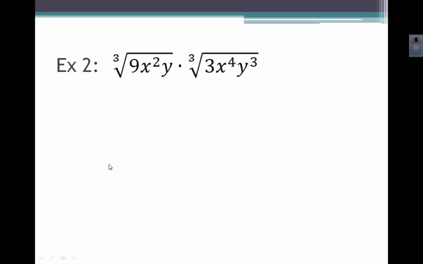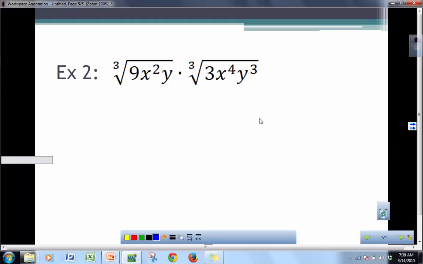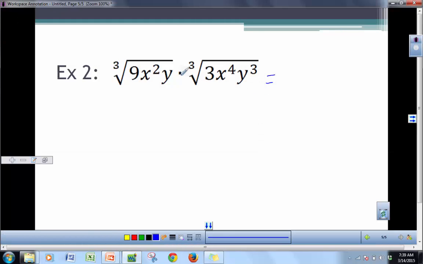The same thing can be applied to variables. Notice in this problem we're dealing with two cube roots, so because the index is the same, we are allowed to multiply these two terms together. So we're going to have a cube root. 3 times 9 is 27. Remember, when you multiply variables, you add their exponents. So x squared times x to the fourth is x to the sixth. And y to the first times y to the third is y to the fourth.